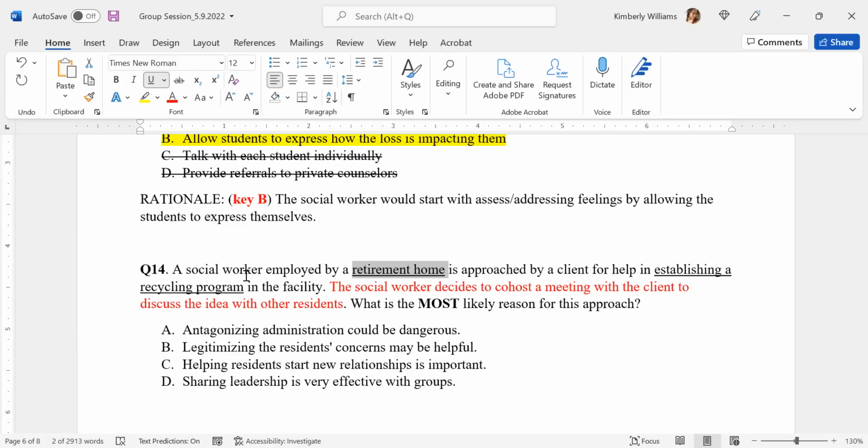Would it be antagonizing administration could be dangerous? Is that the reason why you're going to take that approach? Correct. Okay. Legitimizing the residents' concerns may be helpful. You want to make them feel like their concerns may be legitimate. Is that why you would take this approach? I would say scratch.